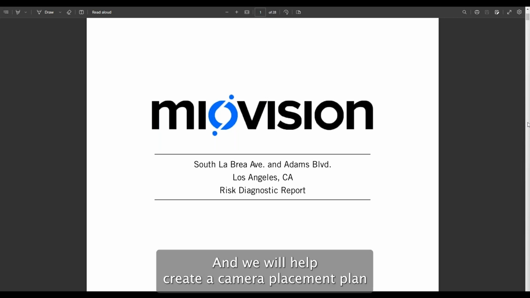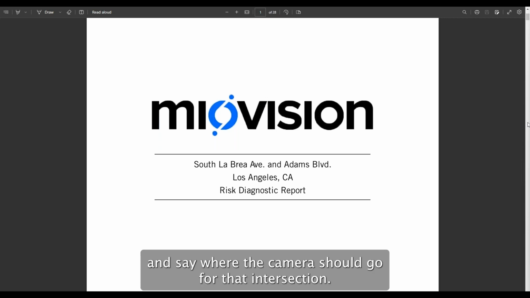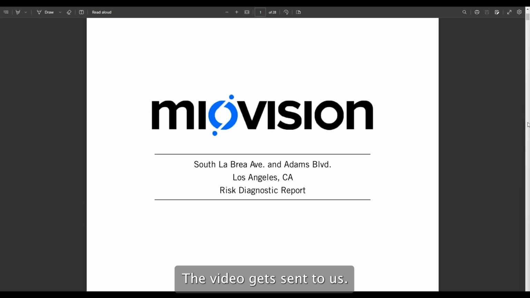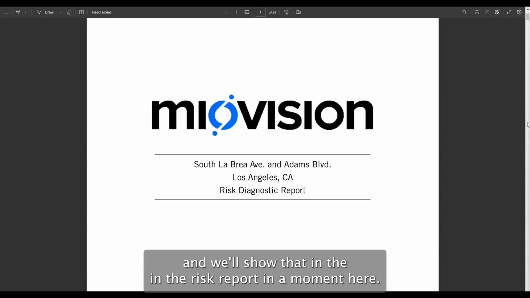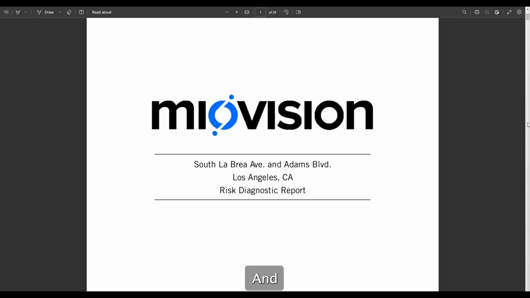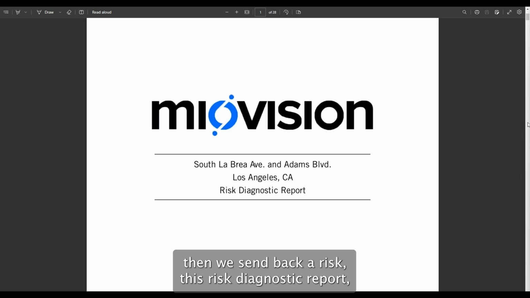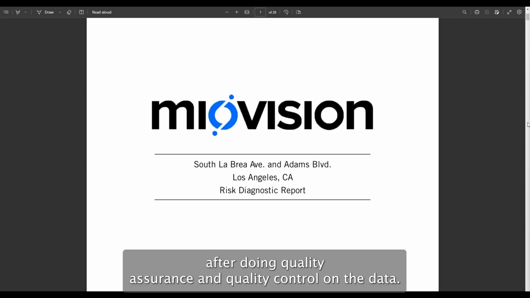And we will help create a camera placement plan to say where the camera should go for that intersection. The video gets sent to us, we process it, we extract the near miss data, and we'll show that in the risk report in a moment here. And then we send back this risk diagnostic report after doing quality assurance and quality control on the data.